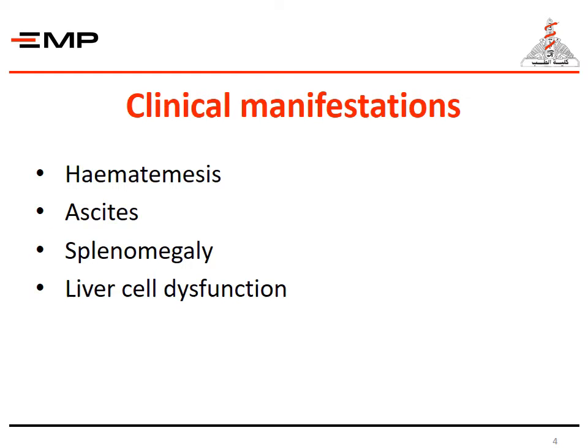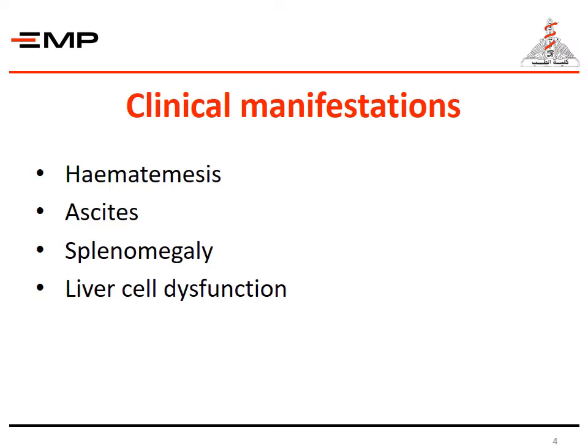Hematemesis is life-threatening and may originate from esophageal varices or from gastric fundic varices. Reversal of flow from the portal side to the systemic side occurs through the left gastric vein in esophageal varices and through the short gastric veins in fundic varices.